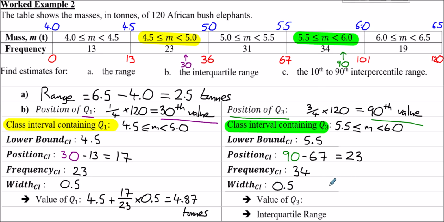So now we can compute the value of Q3. We start at the lower limit of this class interval, which is 5.5. Then because Q3 is a 23rd value out of 34, we add in 23/34ths of the width of that interval. So 23/34ths multiplied by 0.5.